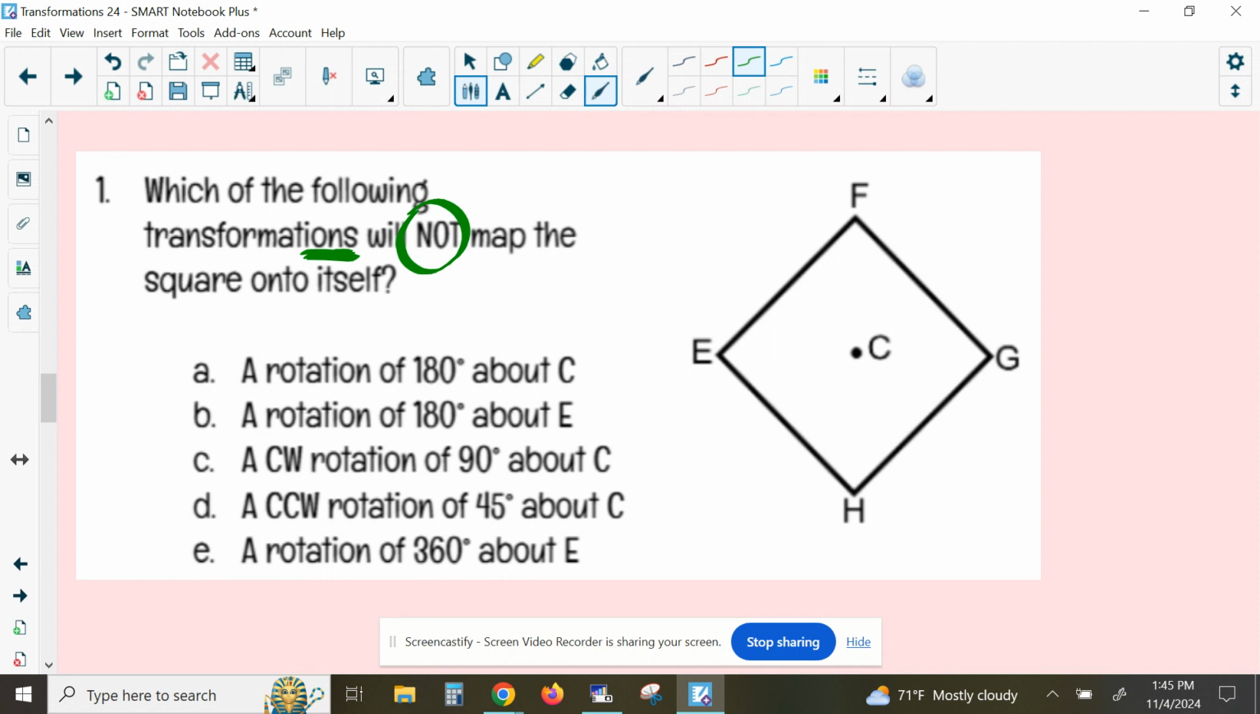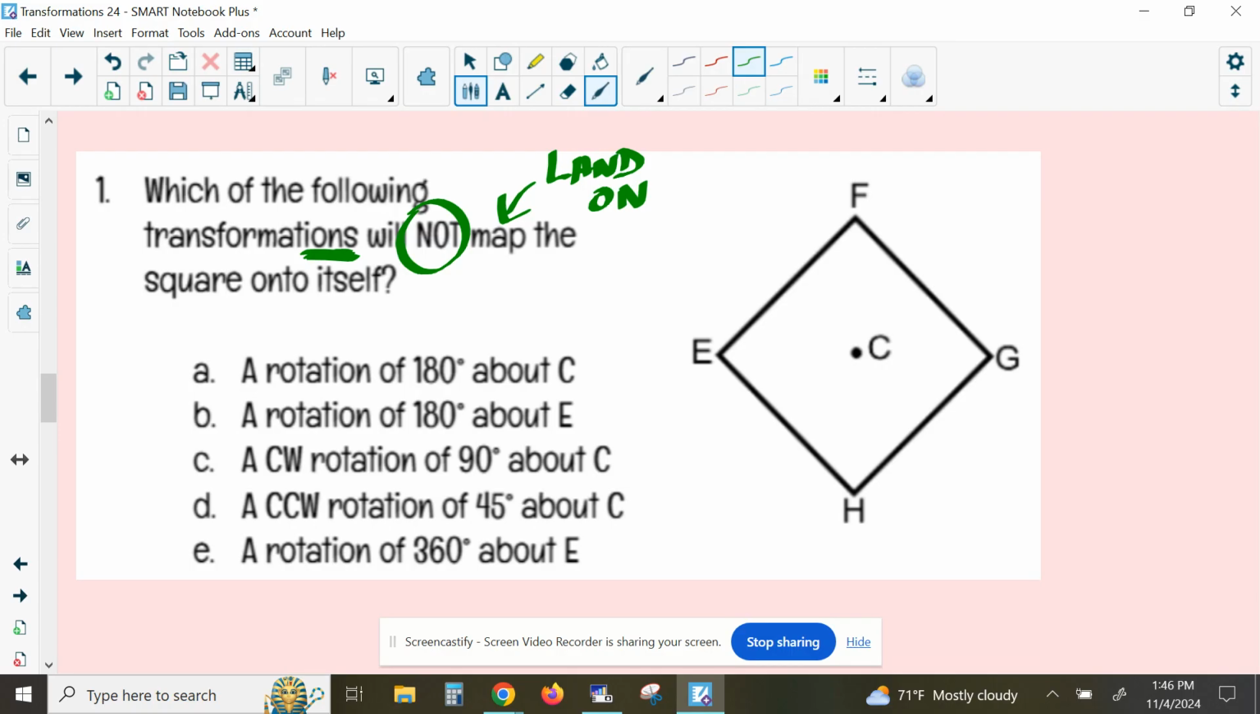When I talk about mapping something onto something, they're asking, will it land on itself? So if I say, which of the following transformations will not land on the square itself? So basically when I spin it, will the square still match up perfectly or not? And I'm going to trace it and spin it on the board over here so we can see what it looks like. So I drew the picture right here.